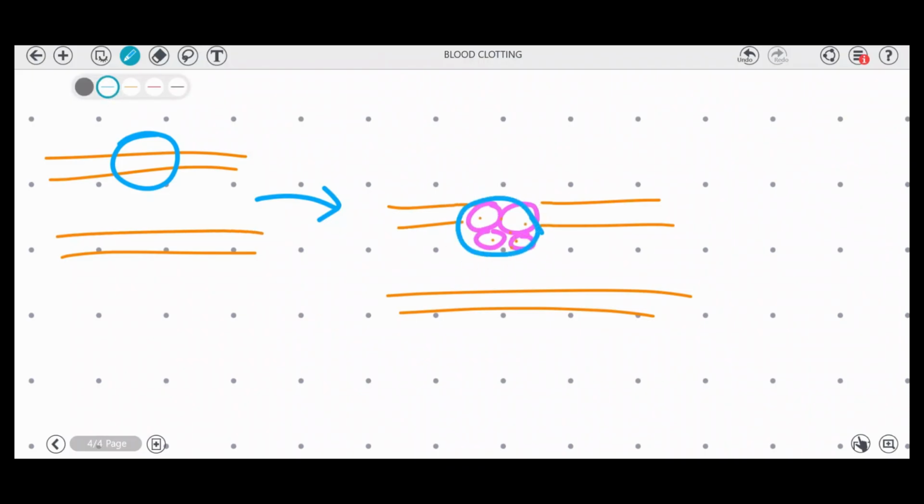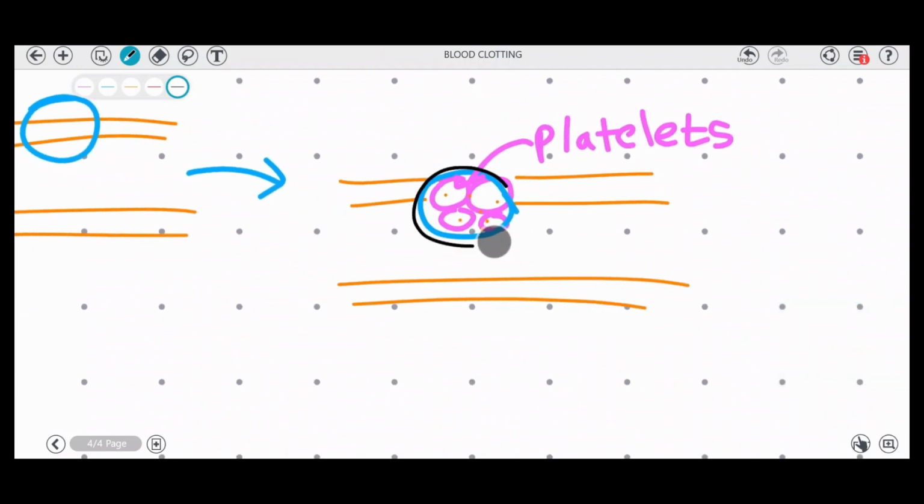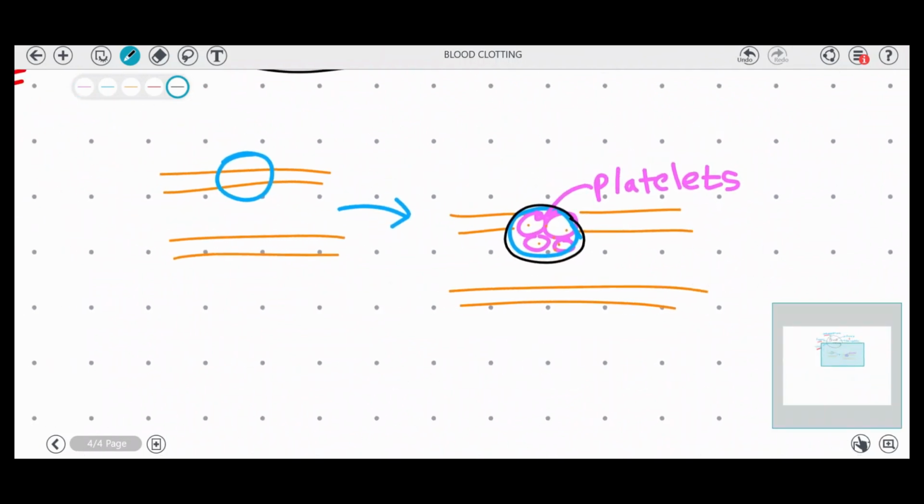So what are these platelets going to do? They are going to release substances that make the platelets stick together. The nearby platelets will stick together and this will form a platelet plug. This platelet plug is going to provide instant protection against blood loss, but it's not permanent.